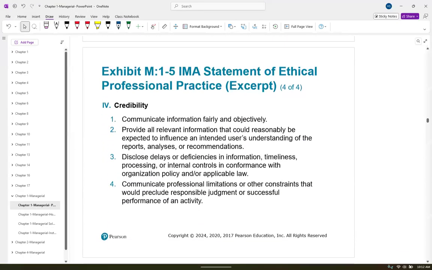Then credibility. You want to have credibility in communicating information fairly and objectively. It kind of goes along with your integrity, but when you say something and you put your name on it, you want people to say, "Hey, that's a credible firm."